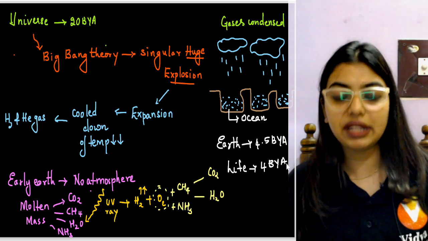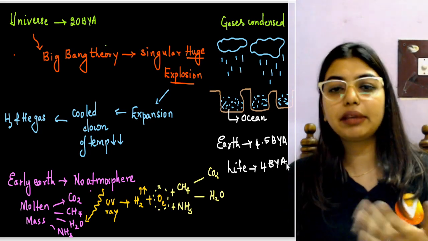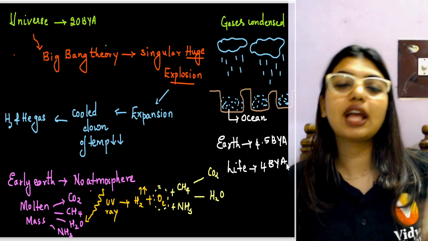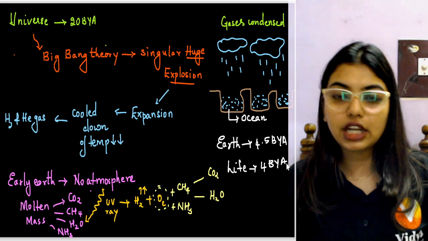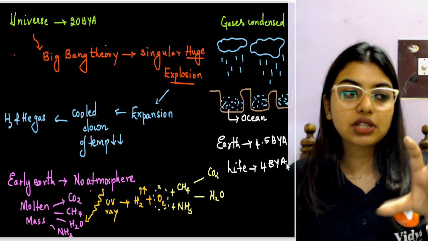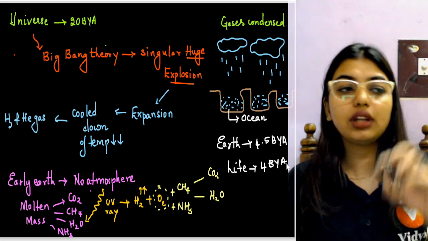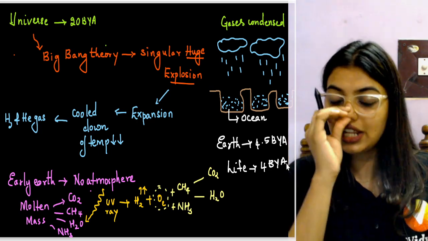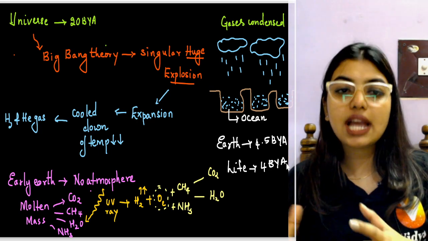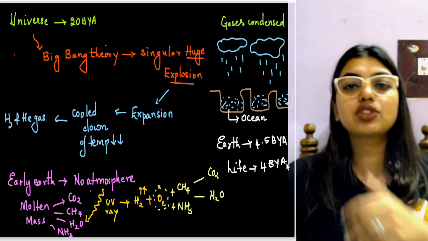This is how it is believed, and we can say widely accepted also, people believe that the Big Bang theory happened, a singular huge explosion happened, and that explosion led to the formation of gases, and that led to the formation of the early atmosphere, and that was not favorable. And then the molten mass was there, to which the UV rays came, and that led to the breaking down of water, forming hydrogen gas and oxygen. This oxygen went and combined with other gases to form carbon dioxide and water. Then all these gases condensed to form rain, and this rain came and started filling in the depressions, and that was called the ocean.